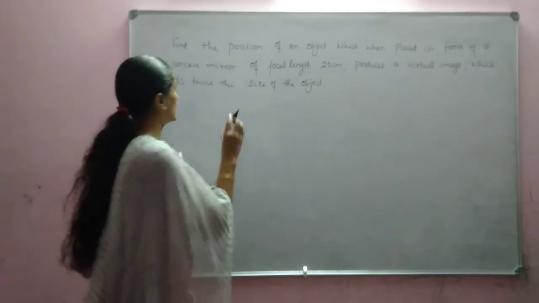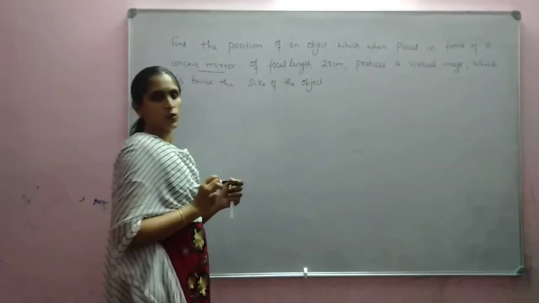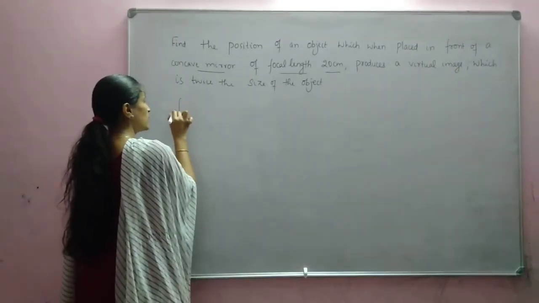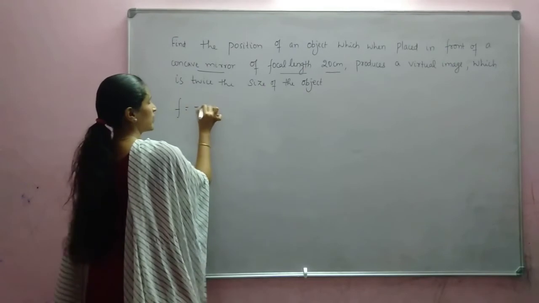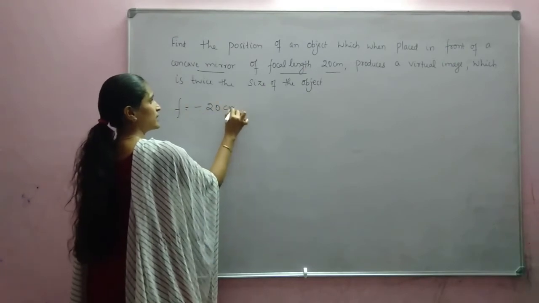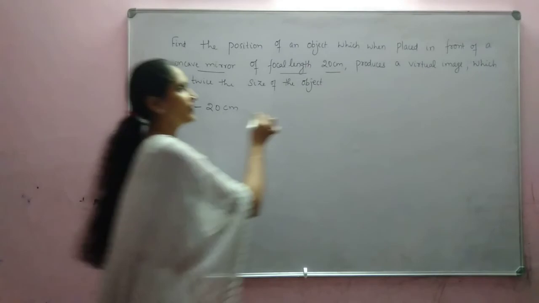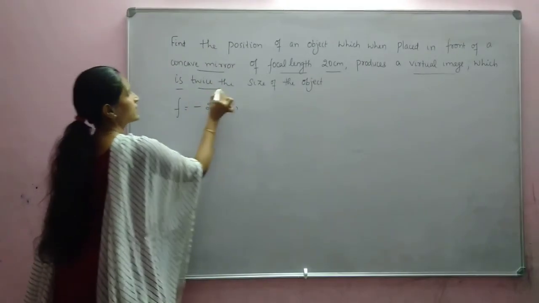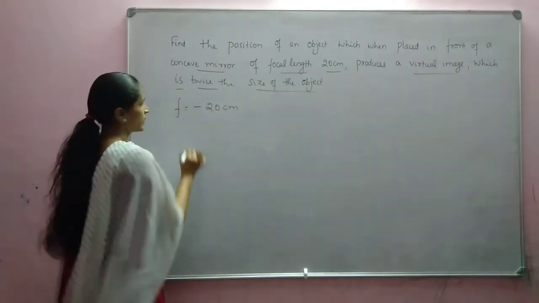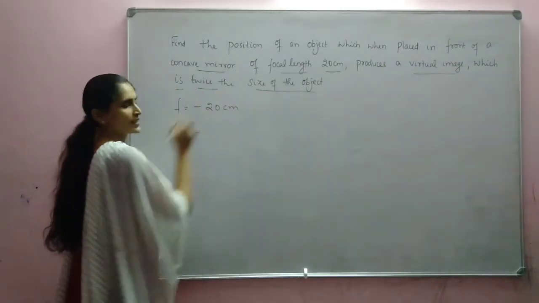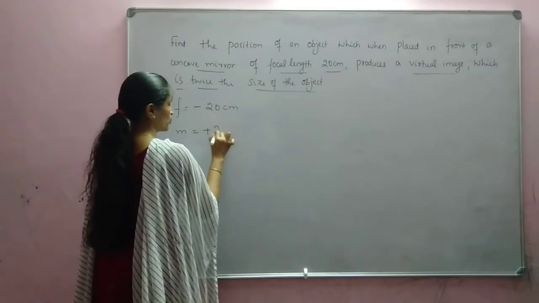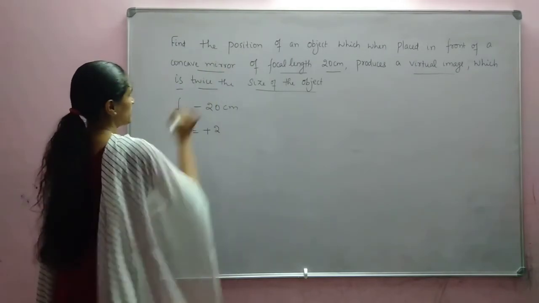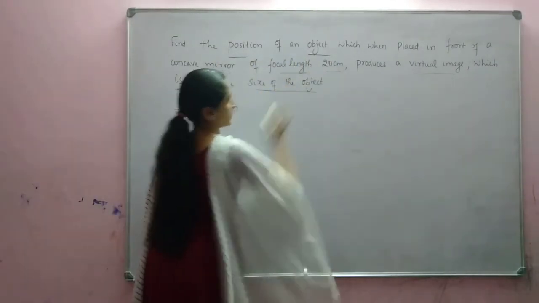Okay. Here, which are the data given? It is mentioned that it is a concave mirror. Focal length is given 20 centimeter. Since it is a concave mirror, we can apply sign convention and we can write minus 20 centimeter. And given it is a virtual image which is twice the size of the object. So we can write magnification is equal to, since it is virtual image, plus 2. Magnification is plus 2. And what we have to find? We have to find the object distance, position of object.